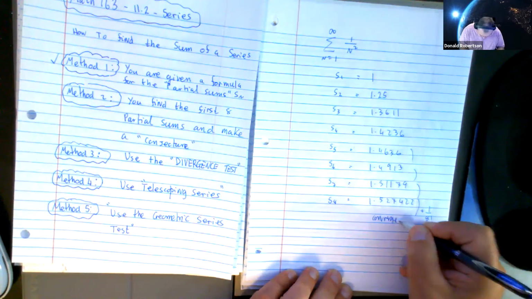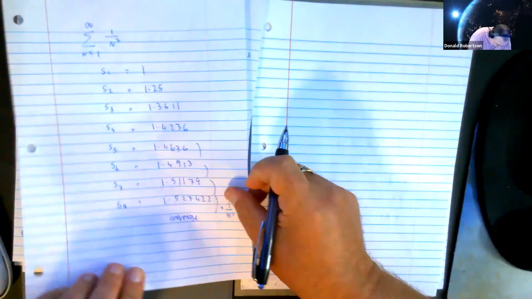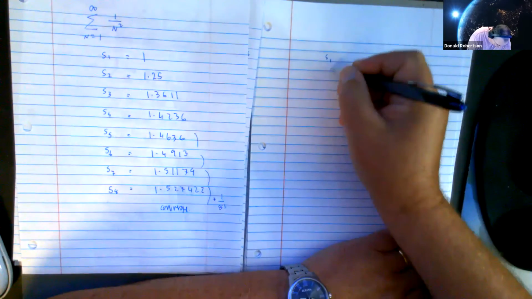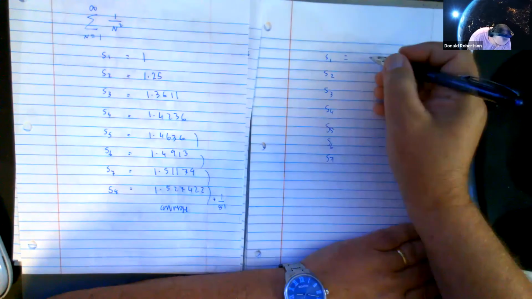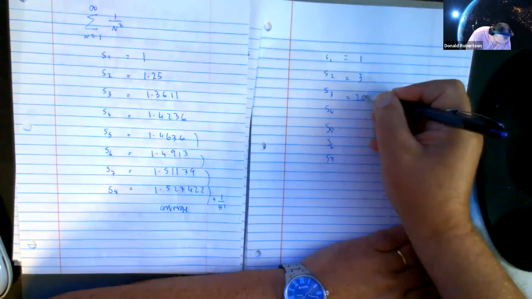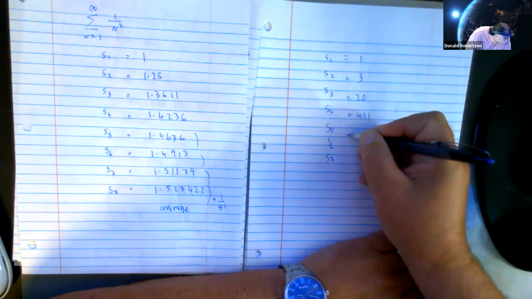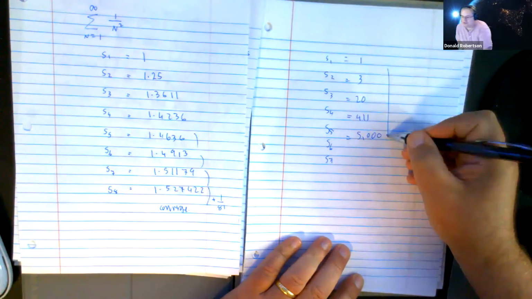I suspect, and I hope, that when you get a diverger, it will be so obviously diverging that you won't have to think about it. So I'm making up a series. Can you imagine I had a set of partial sums where it was 1, 3, 20, 411, 5,000, and so on. Would you agree that that one is clearly diverging? We don't need to worry about it, right? What about a sequence of decimals?